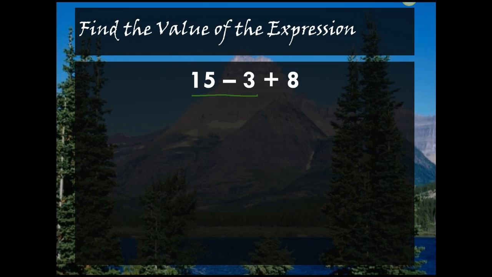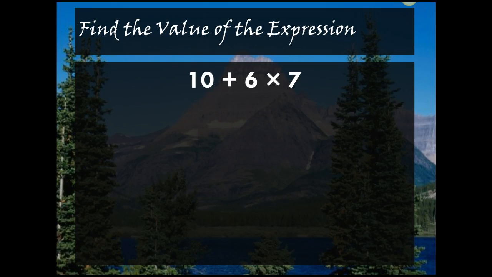15 minus 3 equals 12, so I'm going to replace the underlined part of the problem with 12. Then I will bring down the plus 8. It is important to never change the order of the numbers in the problem. You simply identify what you're working on and replace it with the calculated value. Next we have 12 plus 8, and that will give us an answer of 20. If you had done the addition first, you would have had 15 minus 11, which equals 4. And that is an incorrect answer.